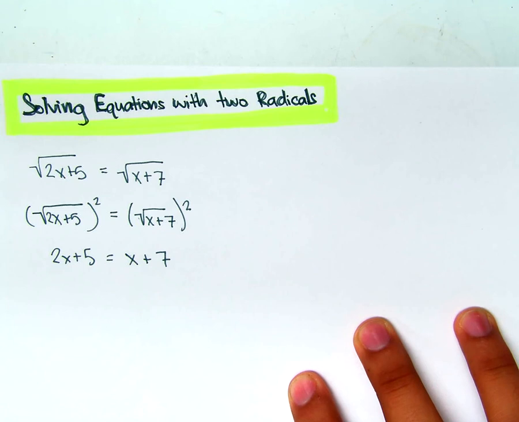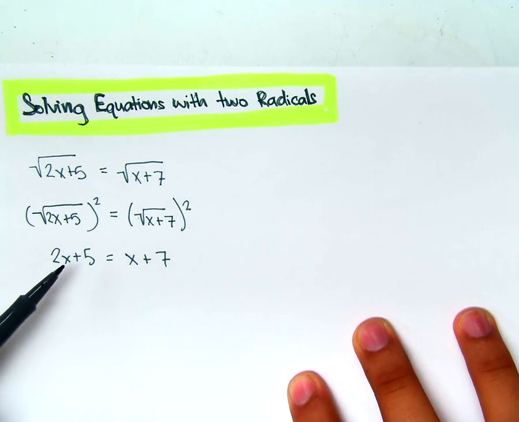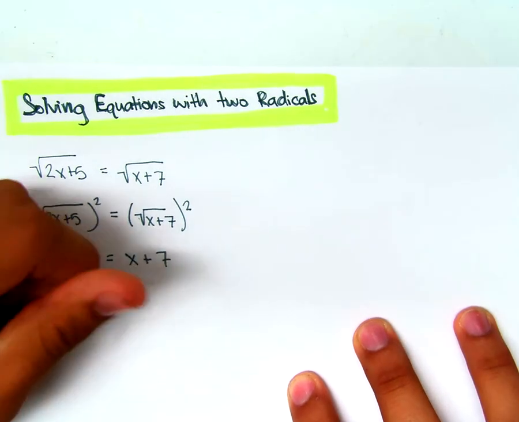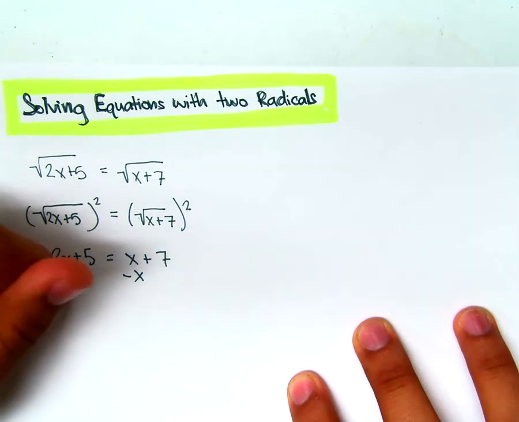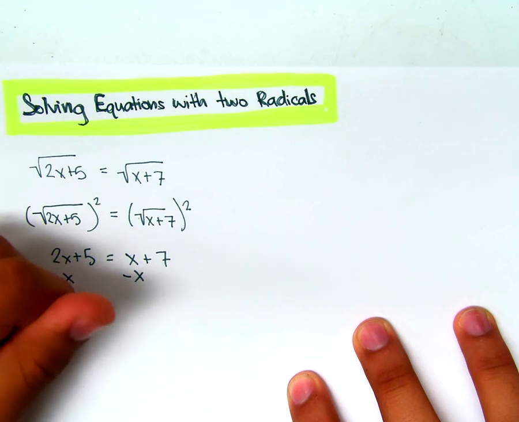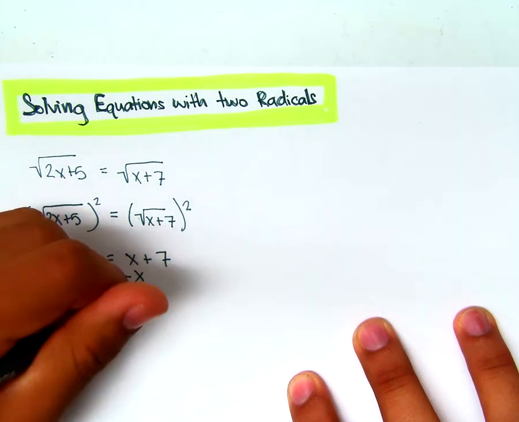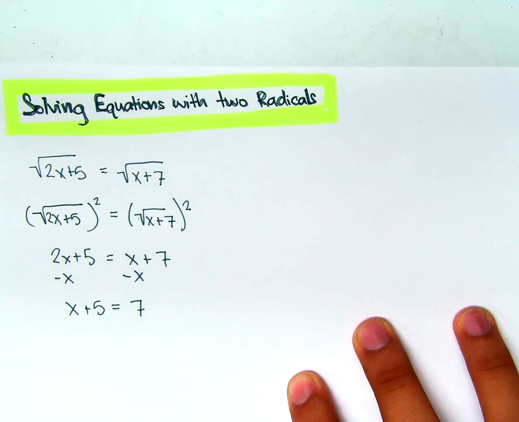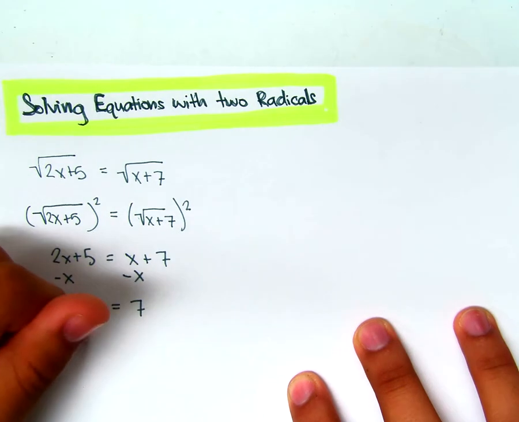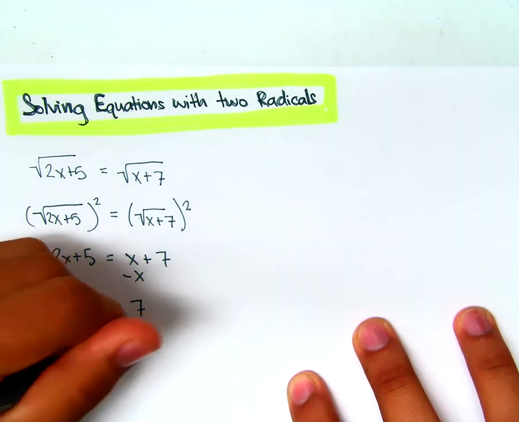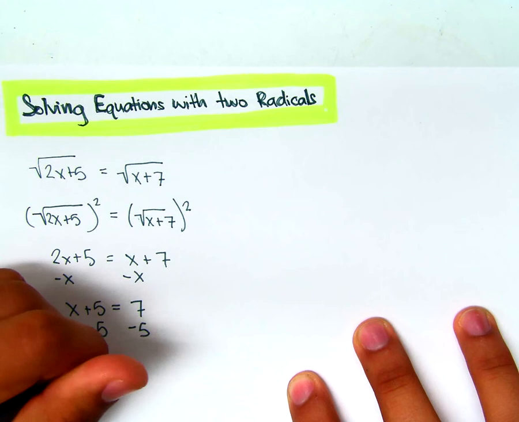Now if you look at your steps, we should now be on step 3. So this is just solving this linear equation. Since we only have one variable, x to the first degree, we can just isolate x. I'm going to subtract x from this side, so my x's stay positive, so I'm left with x plus 5 equals 7. And now I just want to subtract 5 from both sides to isolate x. We're left with x equals 2.